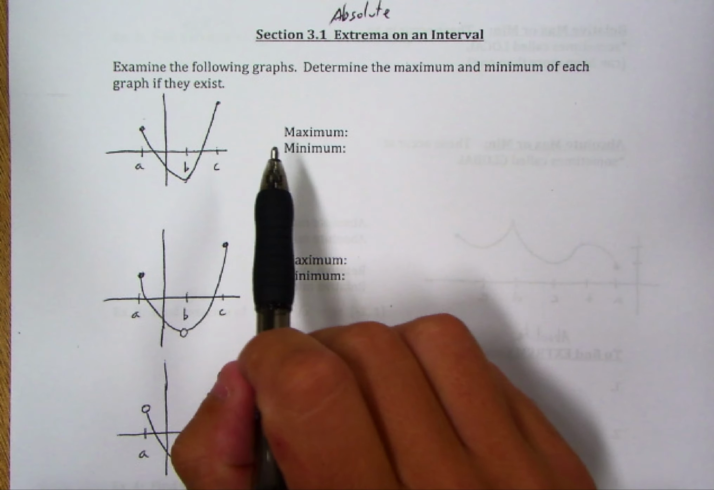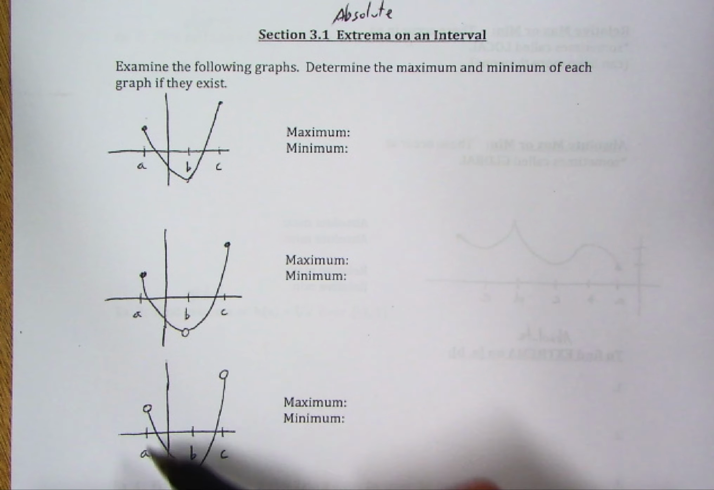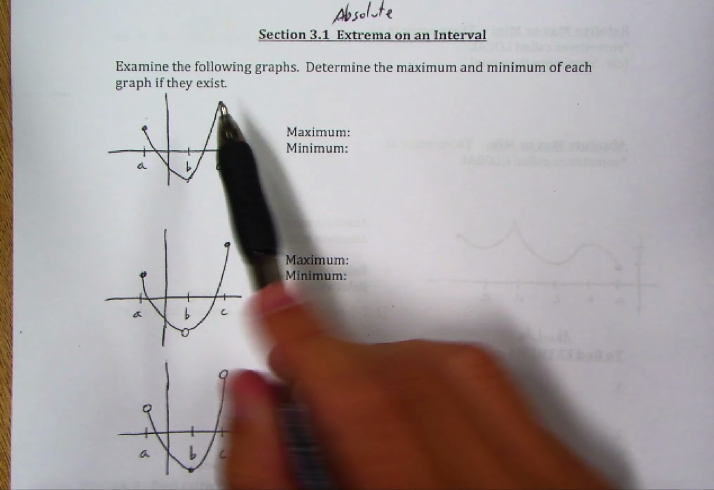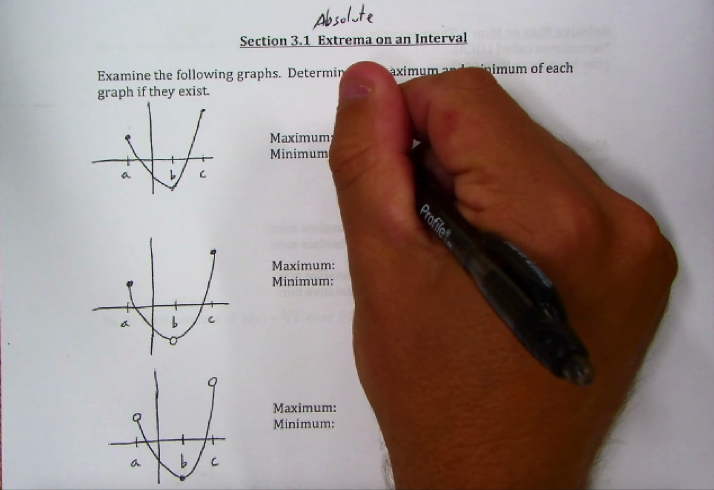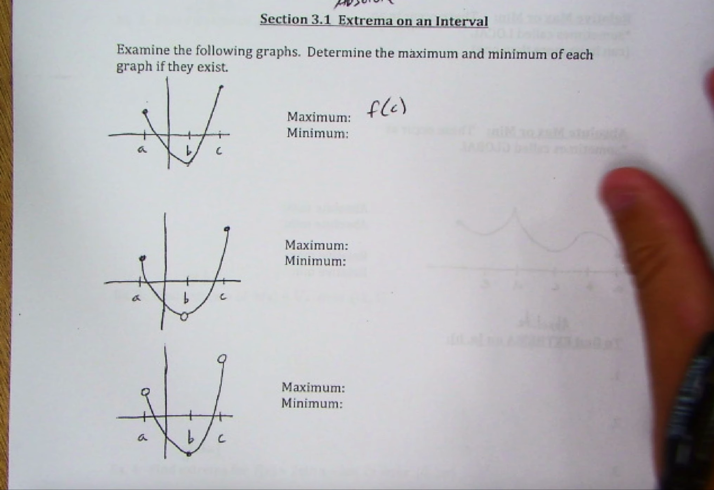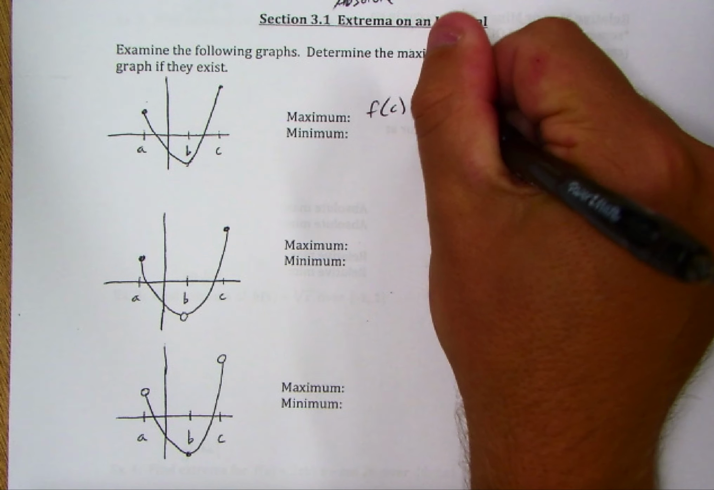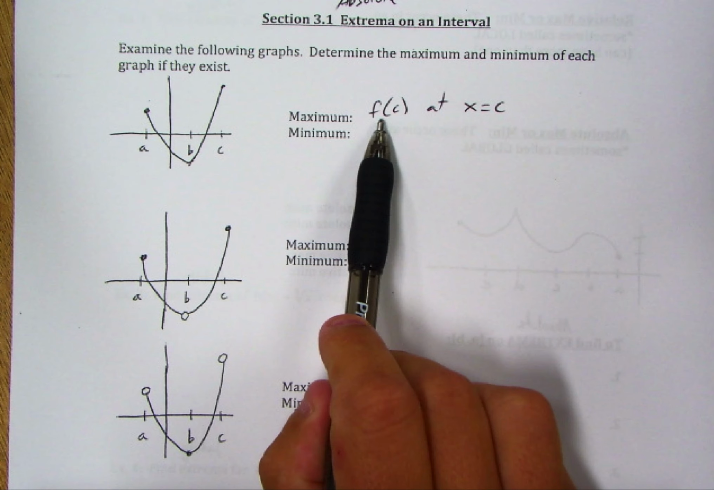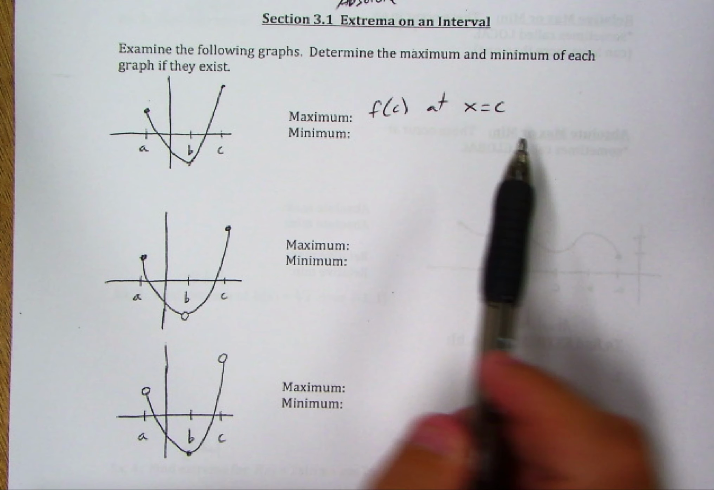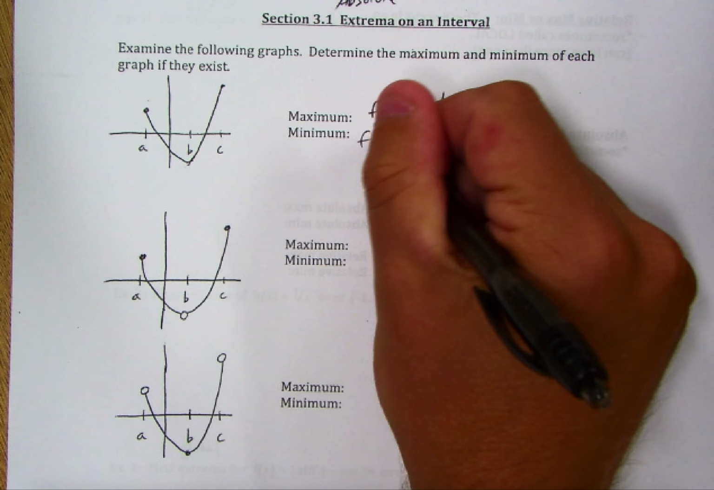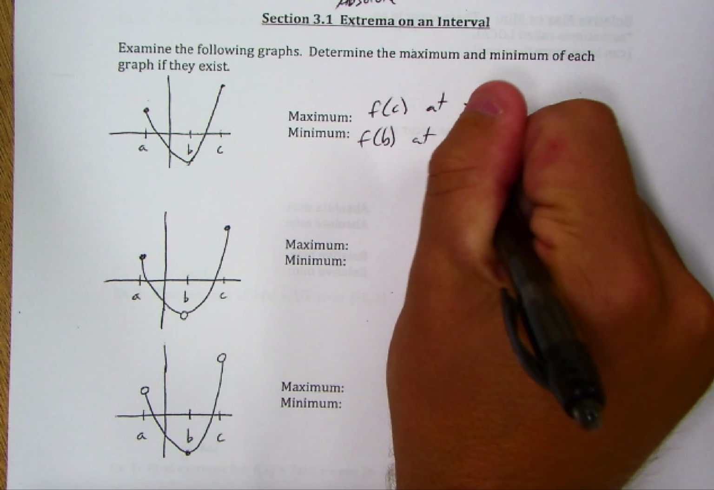So if I look at this graph, if let's say these are just all named f of x, then I would say the maximum of this, the biggest y value, is f of c. So that is the max, and that occurs, it doesn't ask, but it occurs at x equals c. So just having you see the difference between what the max is versus where it occurs. The minimum is this lowest y value right here, which would be f of b at x equals b.